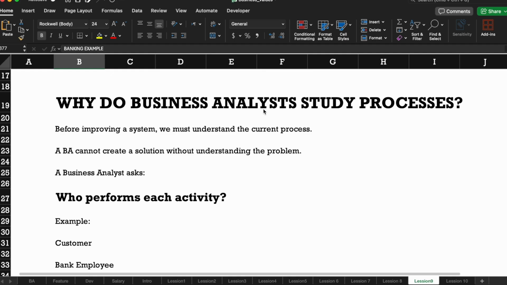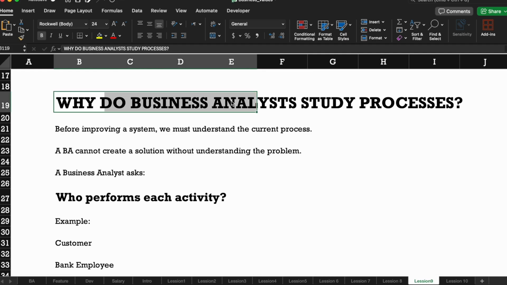So why do business analysts study process? Why is it important to study process?